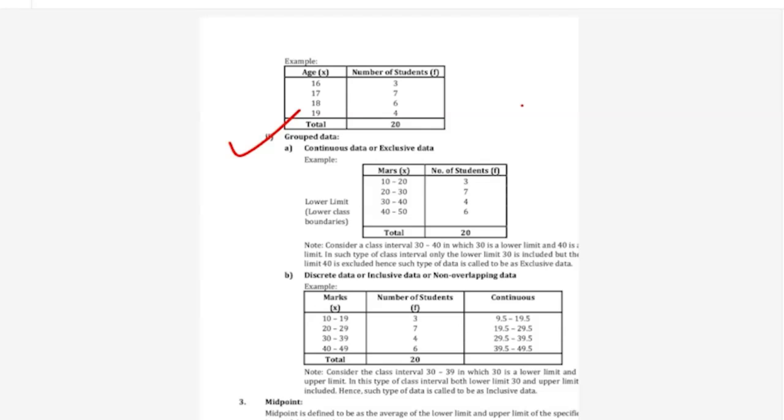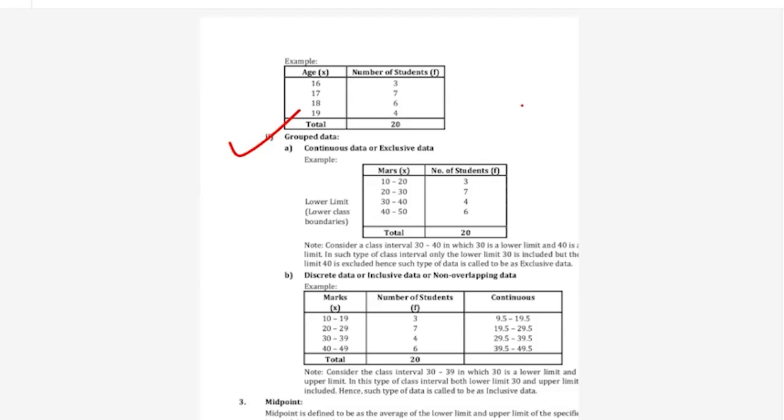So when you start with the classification, in the first column there will be the marks X, correct? Which will start from 8, 9, 10, 11, 12, 13, 14, like that. It will continue till the maximum marks scored by the student, which is 99.